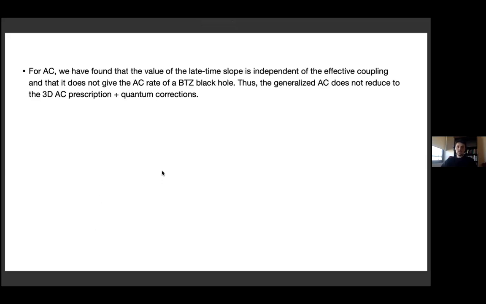So for action complexity, we found that the value of the late time slope is independent of the effective coupling, and that it doesn't give the action complexity rate of the BTZ black hole. Therefore, the generalized action complexity doesn't reduce to the 3D action complexity plus quantum corrections.